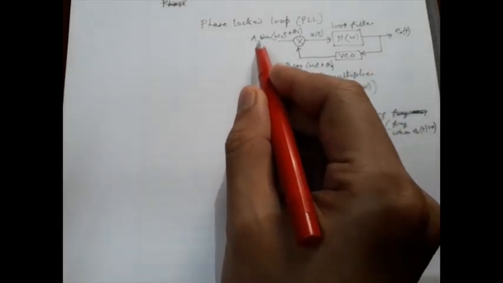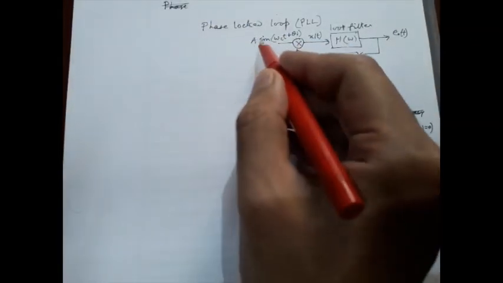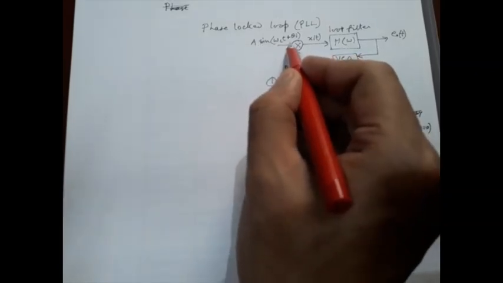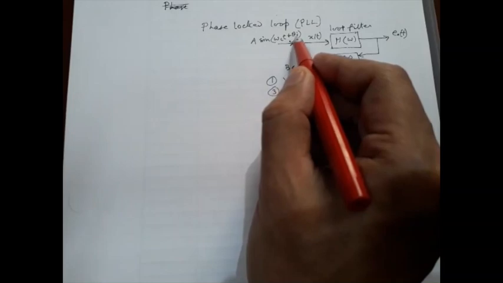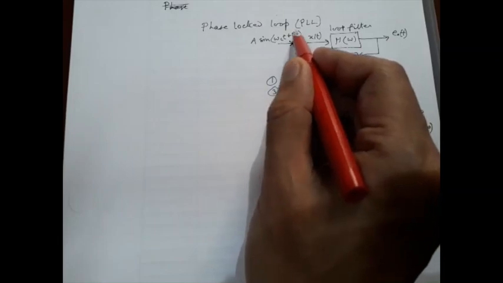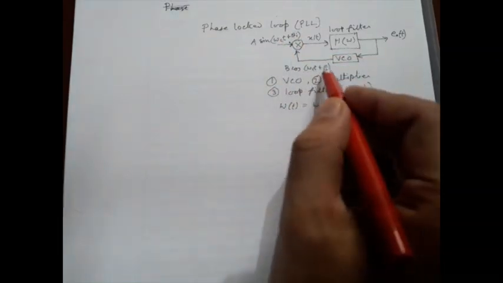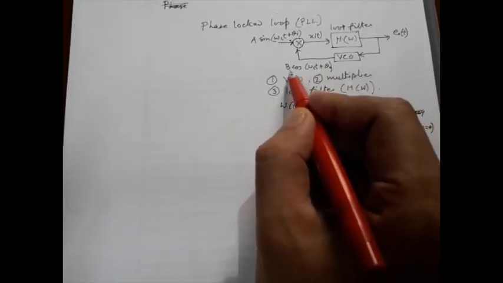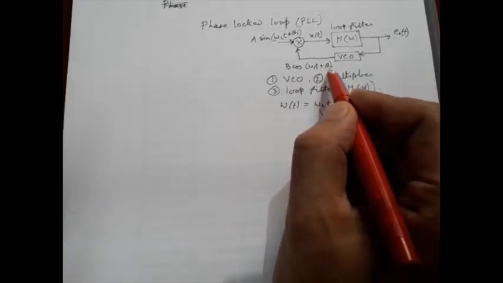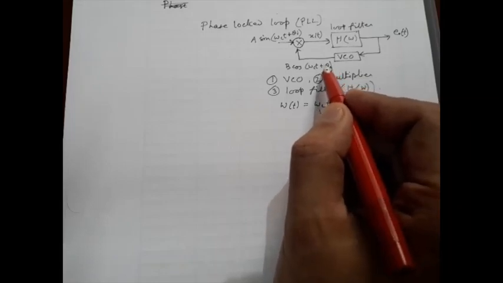Here we have assumed the input signal to this PLL is A sin(omega c t plus theta I), where theta I is the initial phase angle of the incident wave, and the VCO output has a signal of B cos(omega c t plus theta 0), where theta 0 is the phase angle of this VCO output.